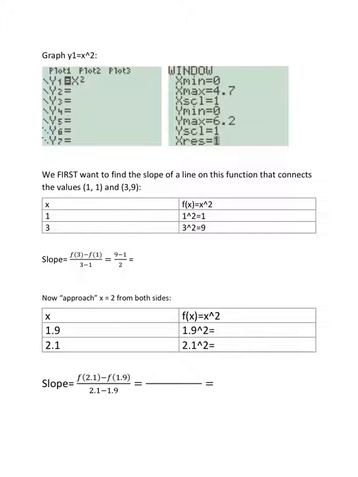So this is how we're going to do that. We're going to first go to the graphing calculator, and we're going to graph in the Y1 position, Y1 is equal to x squared. And then we're going to set the graphing window to these specific dimensions.